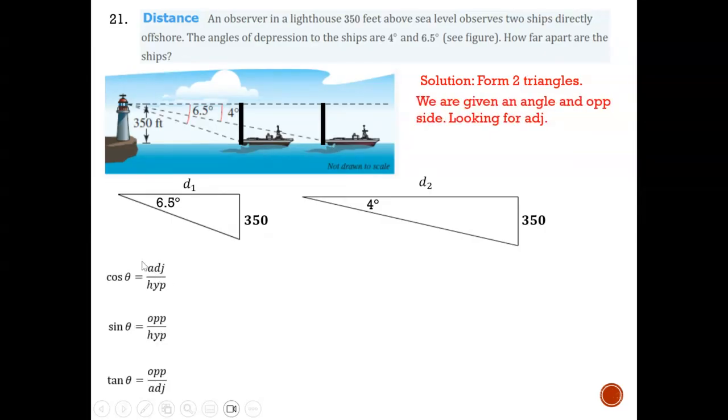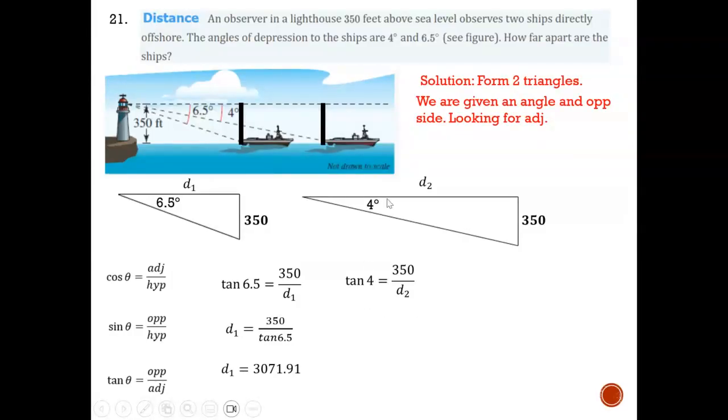So what are we going to use? We use tangent, because what's given is the opposite of the angle, and we're looking for the adjacent, for both of these. So tangent of 6.5 equals 350 over D1. We can use the properties of proportions, so we switch the distance 1 and the tangent of 6.5. Use the calculator, and so D1 is 3,071.91 feet.